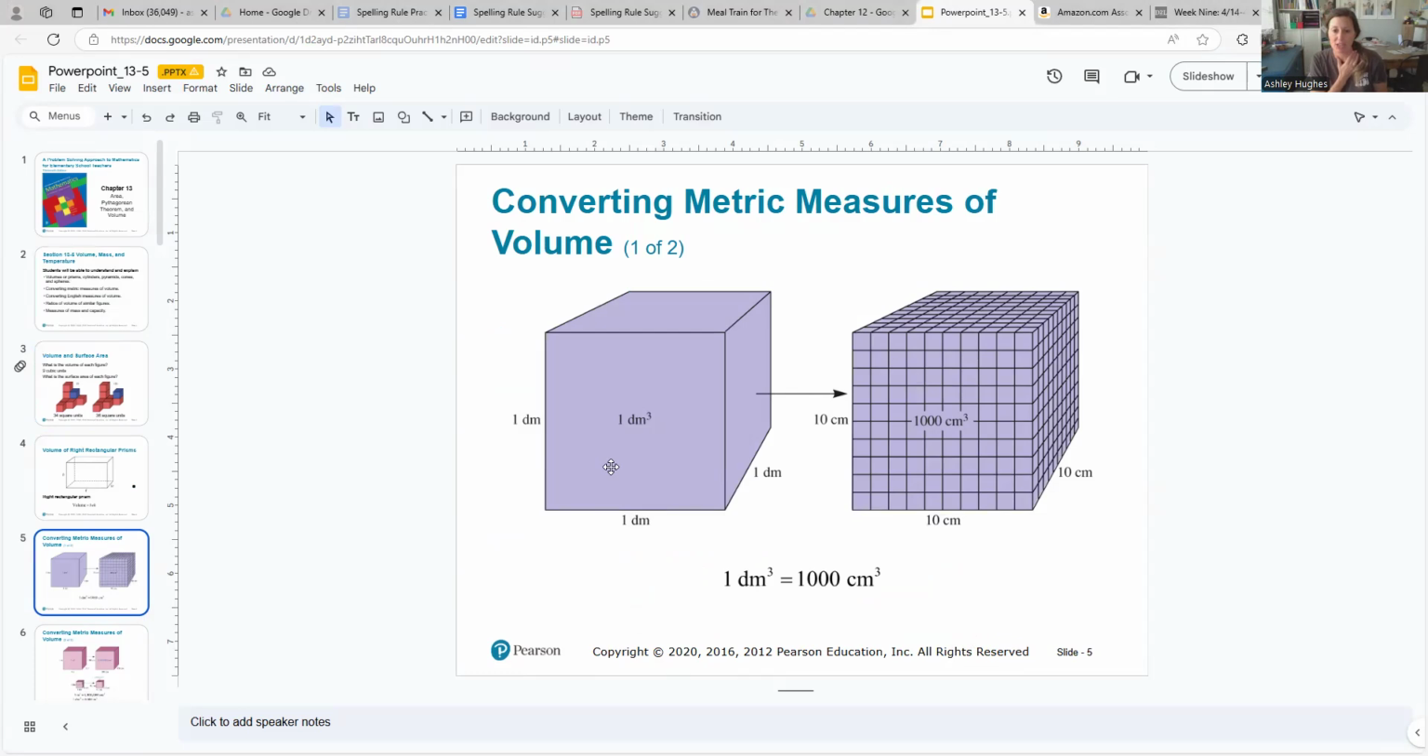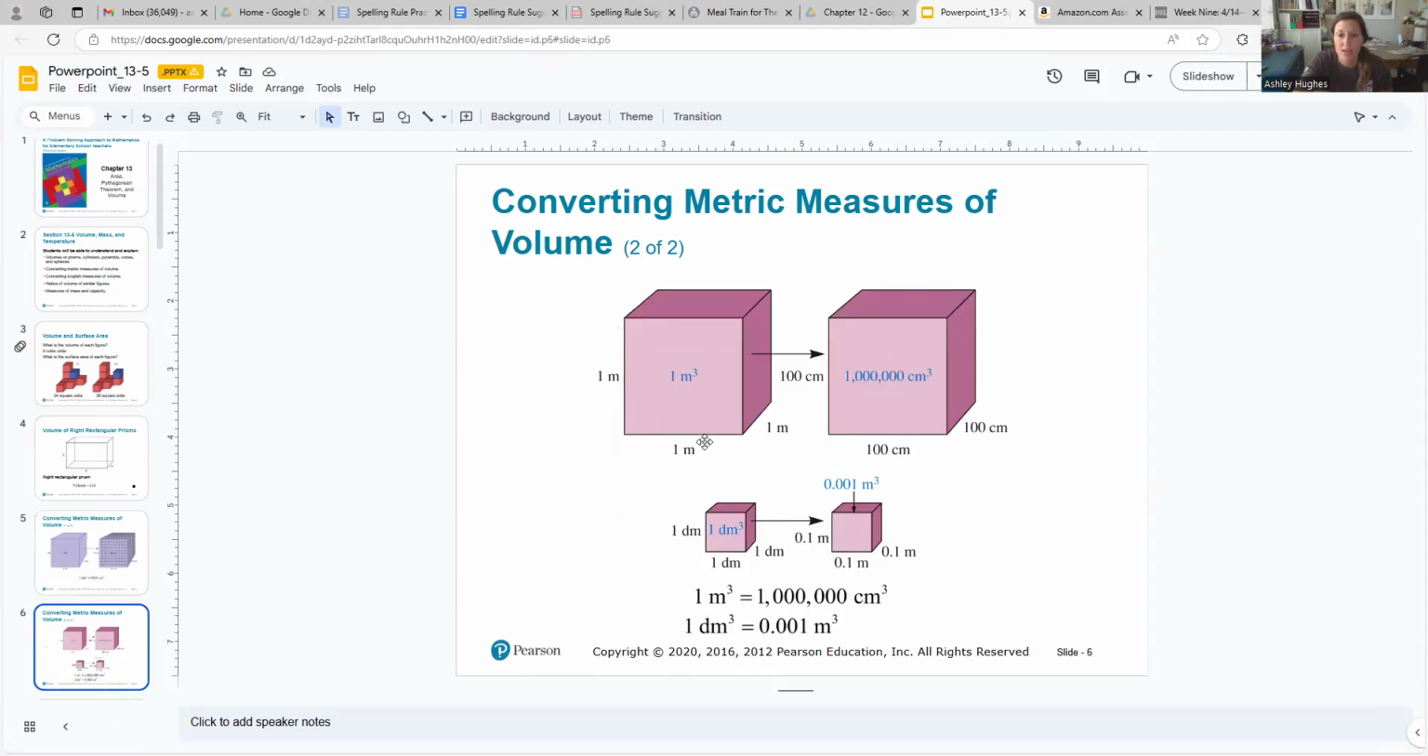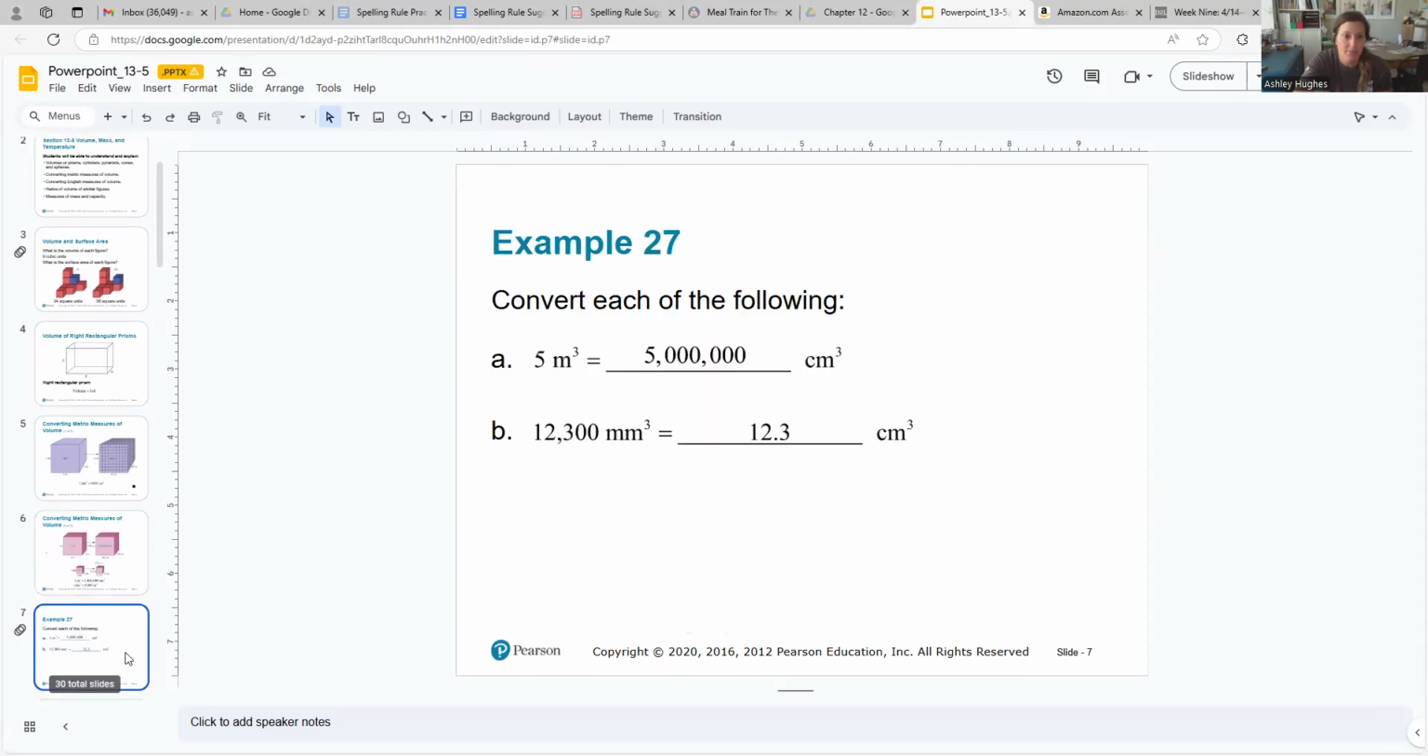So 1 decimeter cubed is the same as 1,000 centimeters cubed because 1 decimeter is the same as 10 centimeters. So if I did 1 times 1 times 1 here, I got 1 decimeter cubed, but here I got 10 times 10 times 10, so I have 1,000. Meter to centimeter, in 1 meter there are 100 centimeters. So this is showing you that conversion there.